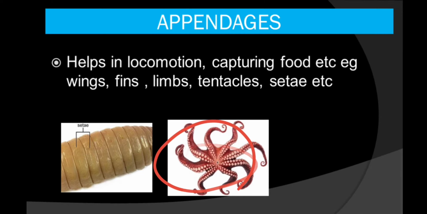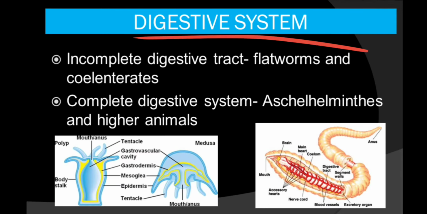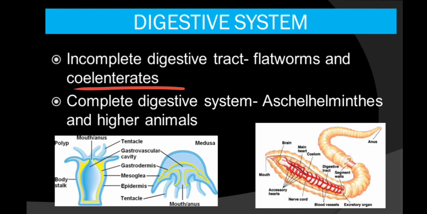Now move on to the next one, the digestive system. In simple organisms, in flatworms and in coelenterates, you will see they have an incomplete digestive tract. So what does it mean? It means that they have only one opening, for mouth and anus. They take the food in from here and eject out the waste from this same opening only.